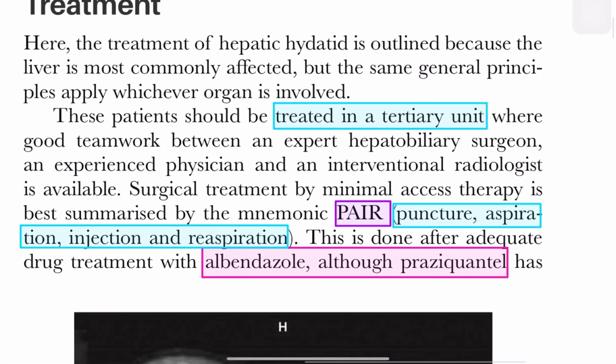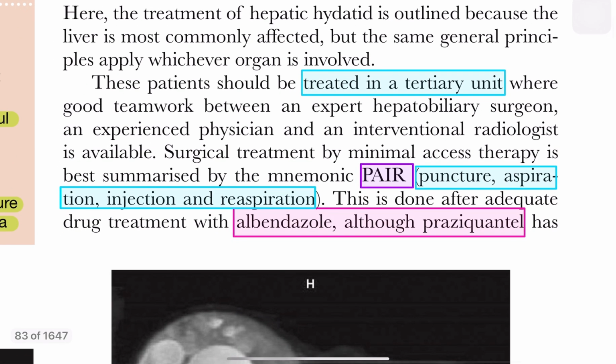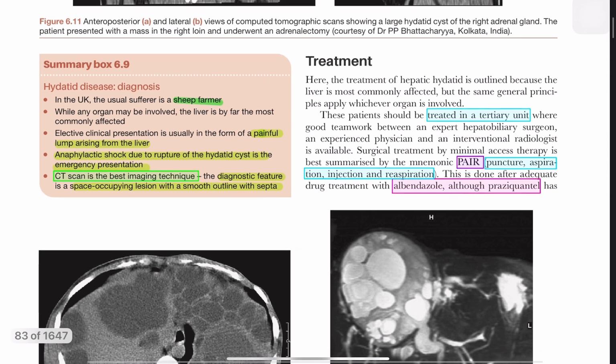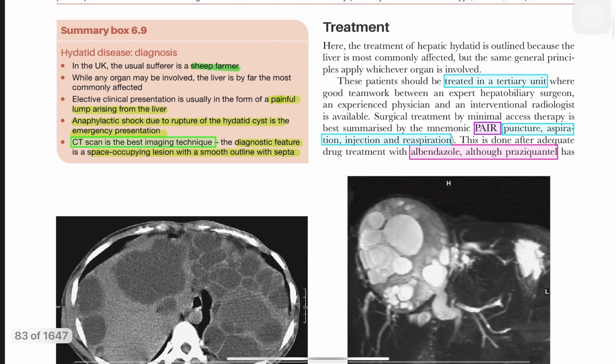So treatment should be done in a tertiary unit, and PAIR, the full form already explained, or anthelmintic drugs like albendazole or praziquantel can be used. In summary, CT scan is the best imaging technique. So if you have to choose one, you go for CT scan.